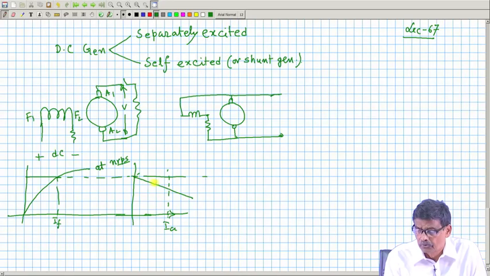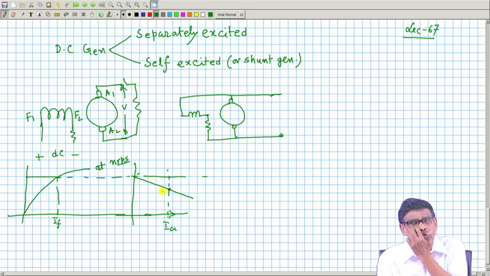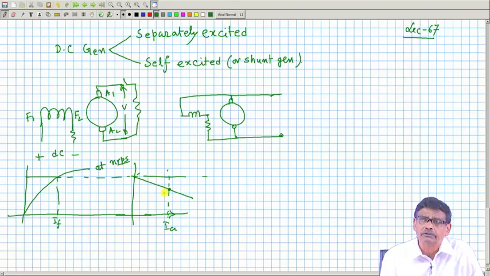So, from no load this voltage will drop, because the voltage is Eg minus IaRa minus the brush drop. Because of armature reaction also a little bit of voltage drop takes place, and the armature reaction aspect I will take up later, as I told you. But this is the overall picture here.